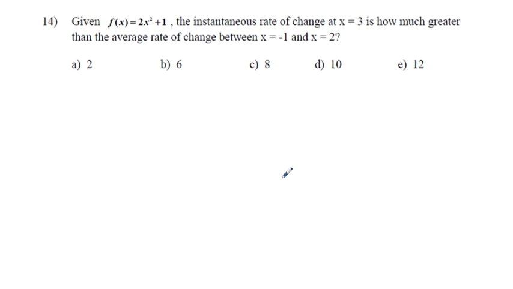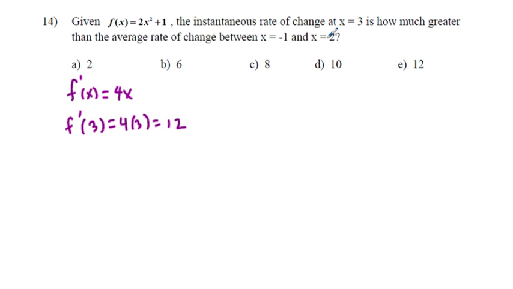Now 14, given f of x equals 2x squared plus 1, the instantaneous rate of change at x equals 3 is how much greater than the average rate of change between x equals negative 1 and x equals 2? Well, we'll find the instantaneous rate of change. We're going to find f prime of x, and that's going to be 4x, right? And so f prime of 3, because we'll find the instantaneous rate at x equals 3, we have 4 times 3, which equals 12.